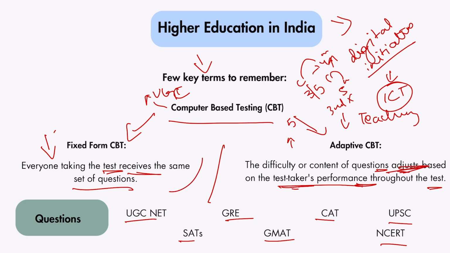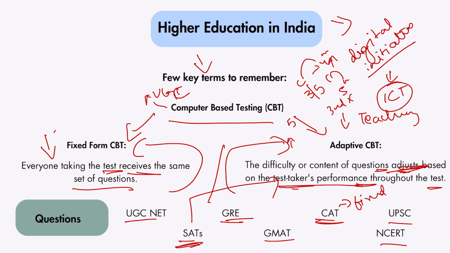UGC NET, it's fixed form. It's the same set of questions for everyone. It's randomly assorted but same. GRE, it is adaptive because it changes according to how well you're doing. SATs, again, it adapts according to the test taker's performance. CAT, it is fixed. GMAT, adaptive. UPSC, again, it is fixed. Same set of questions. NCERT, that means board exams, again, fixed.